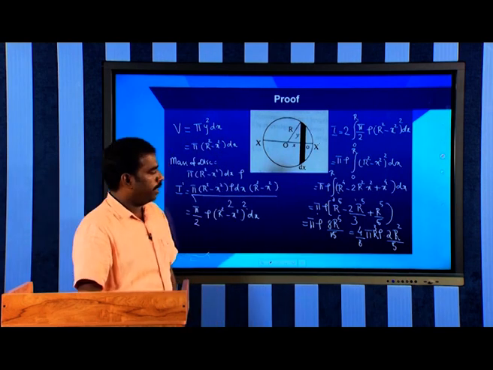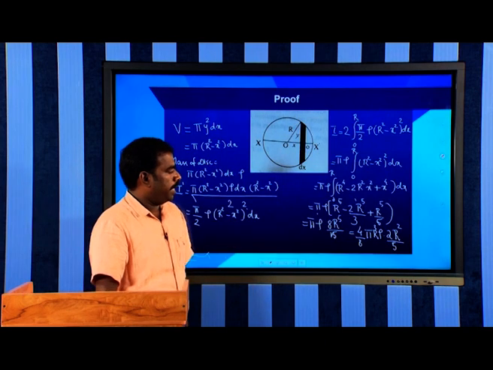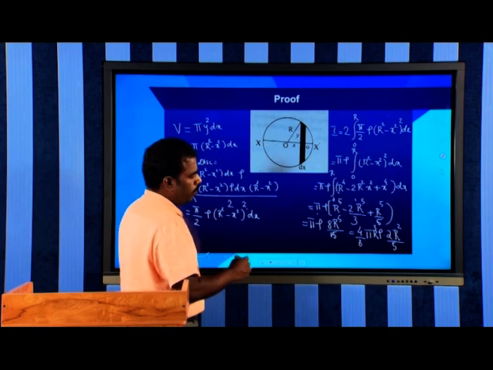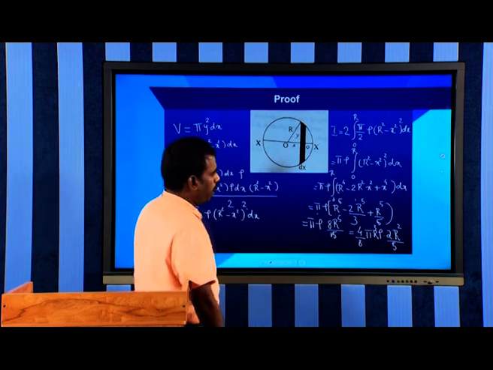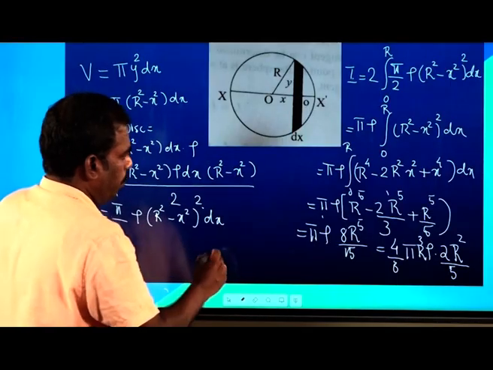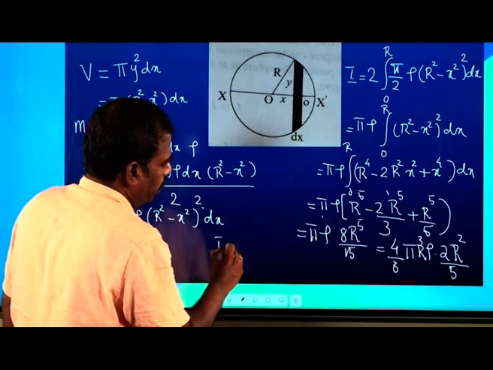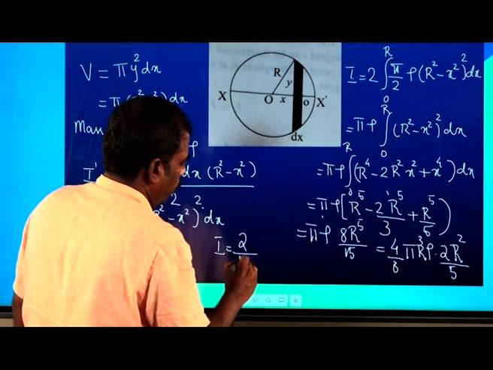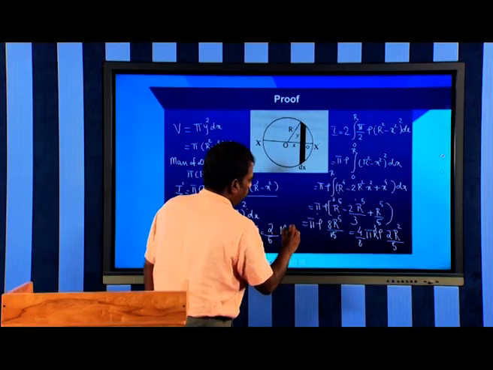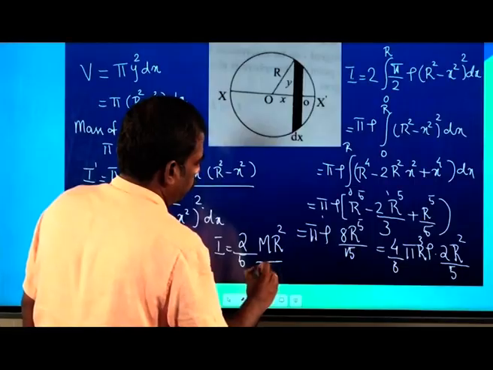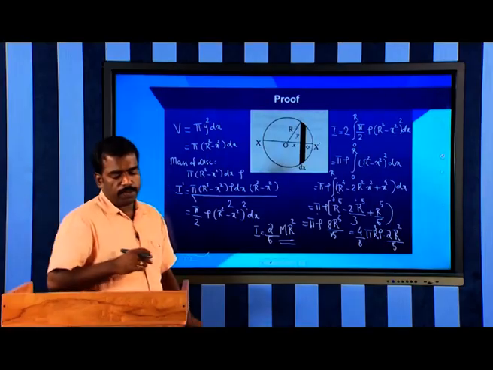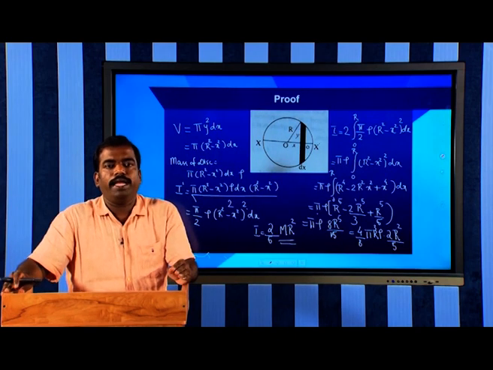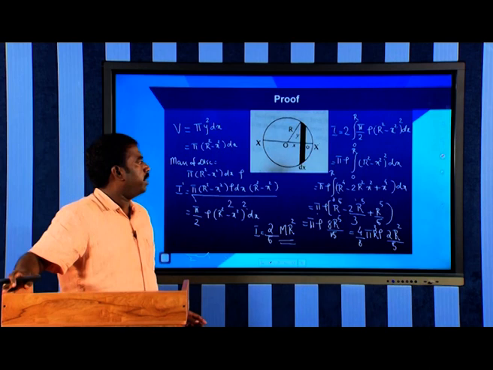So that you will get 8 by 15, and the same is given by this, which is m, 4 by 3 pi r cube rho. So the final expression for the moment of inertia is equal to 2 by 5 m r square. So the moment of inertia of the sphere about its diameter is 2 by 5 m r square. This is a very important derivation.